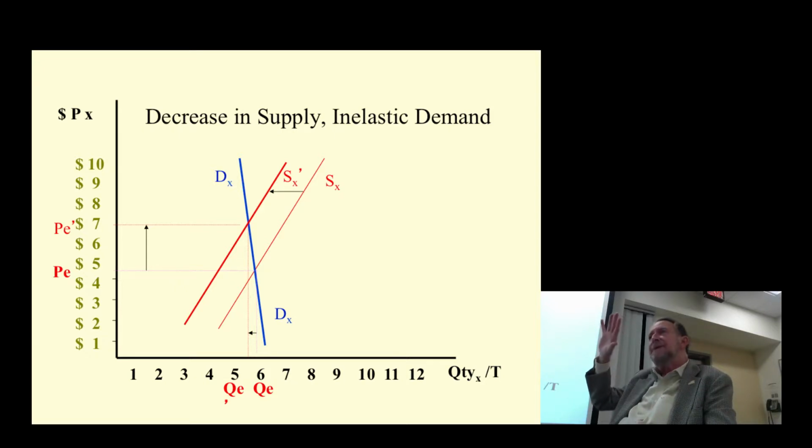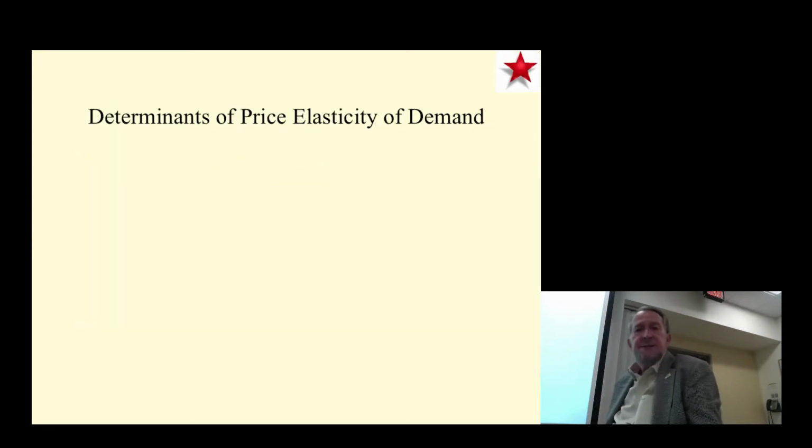So there are the definitions: elastic, unitary, inelastic. There are the graphs to portray it. And then we can see, as I said, what is the effect on price and quantity depending upon how responsive both sides of the market are to a change in price. So the next logical question is, what would make demand for a product very elastic? Or what would make it inelastic? And the same thing for supply.